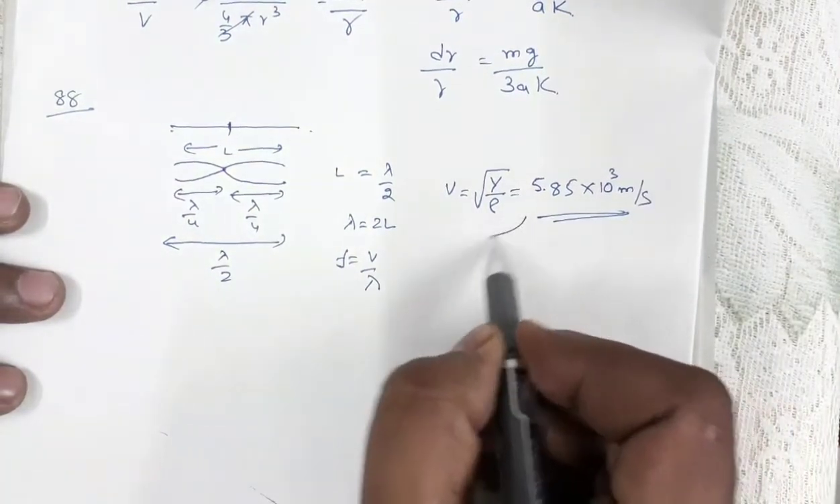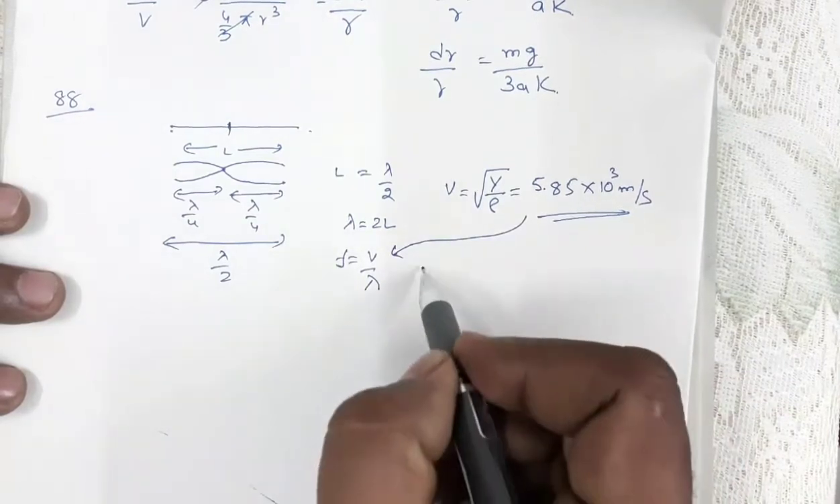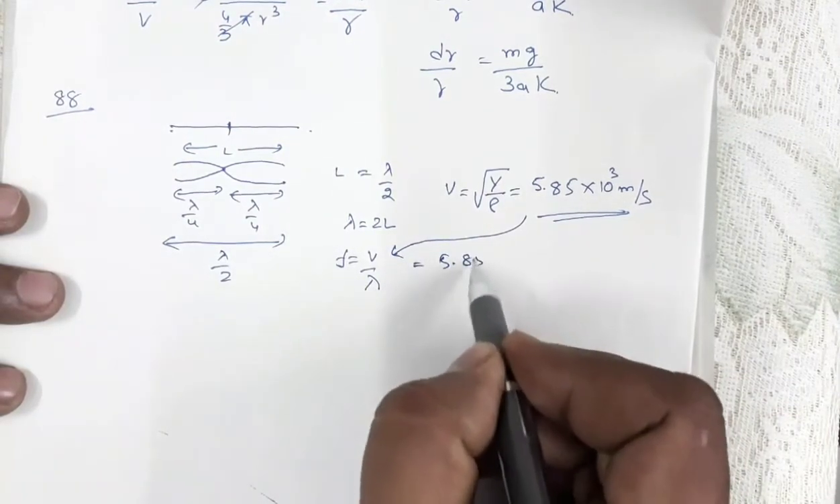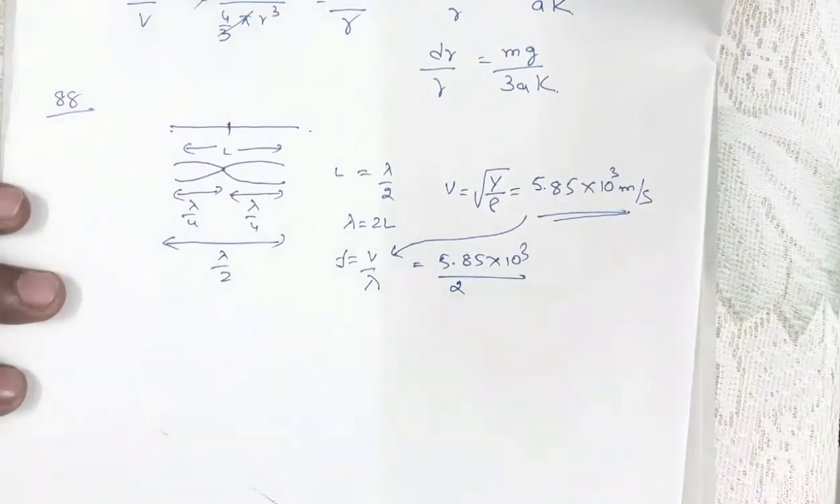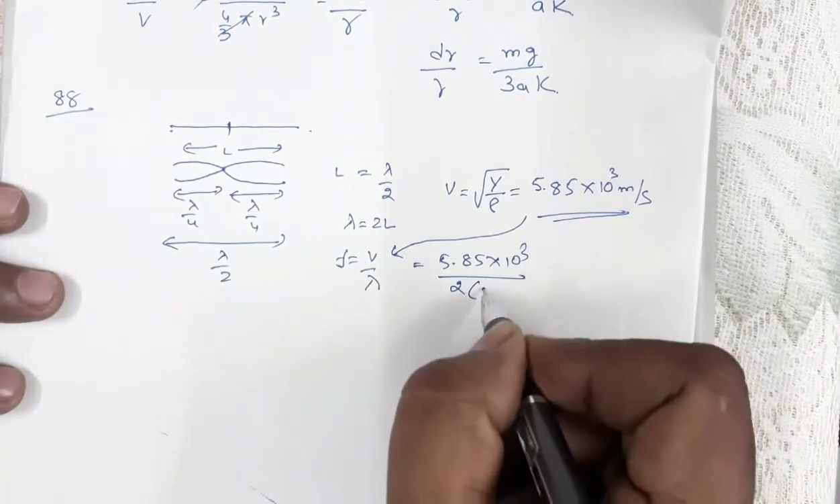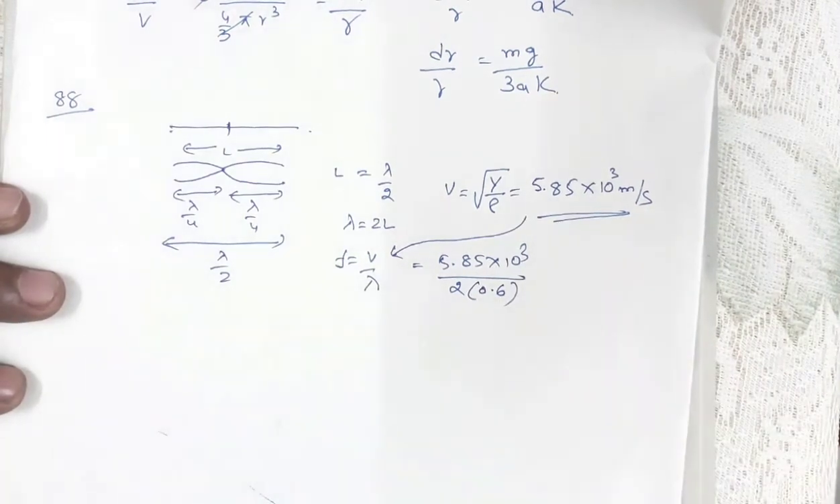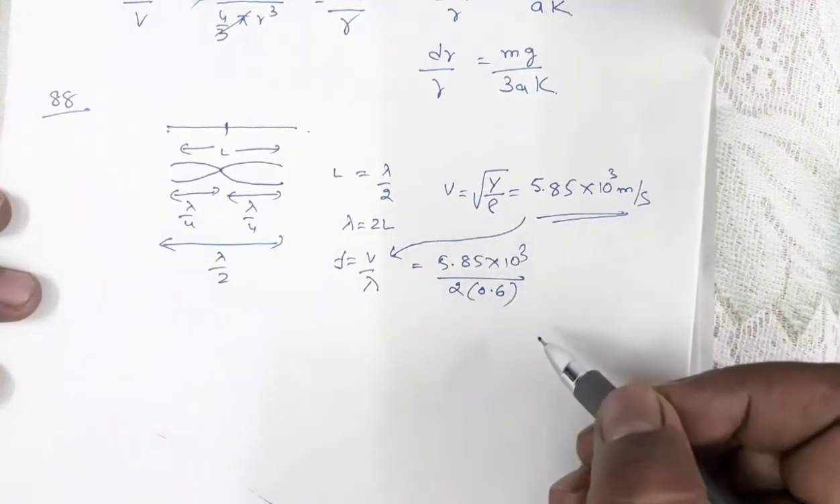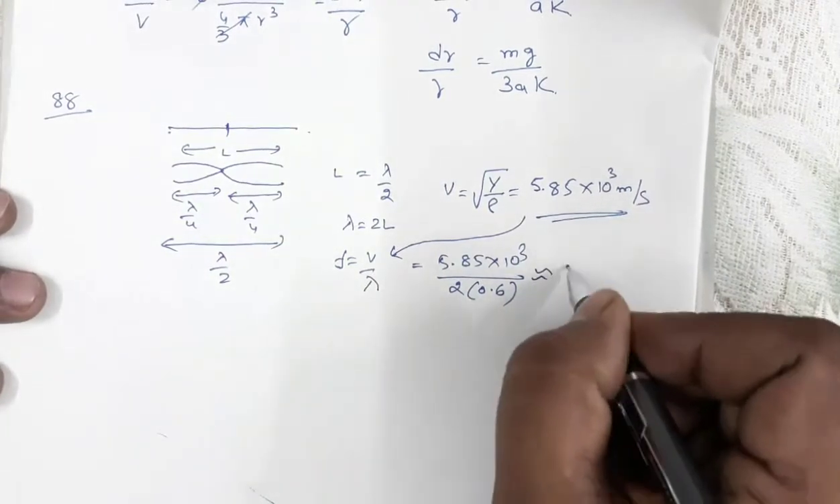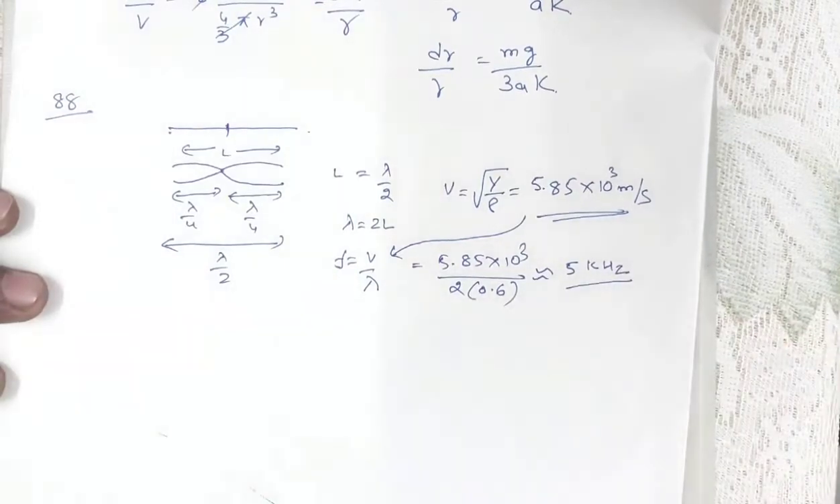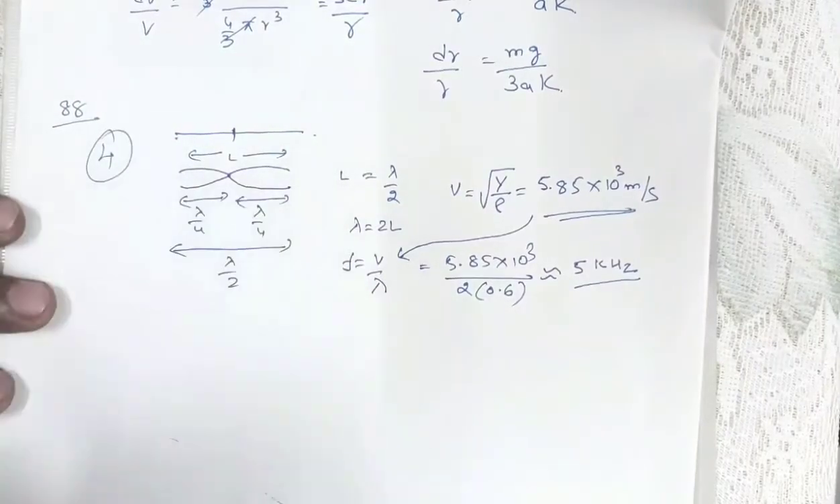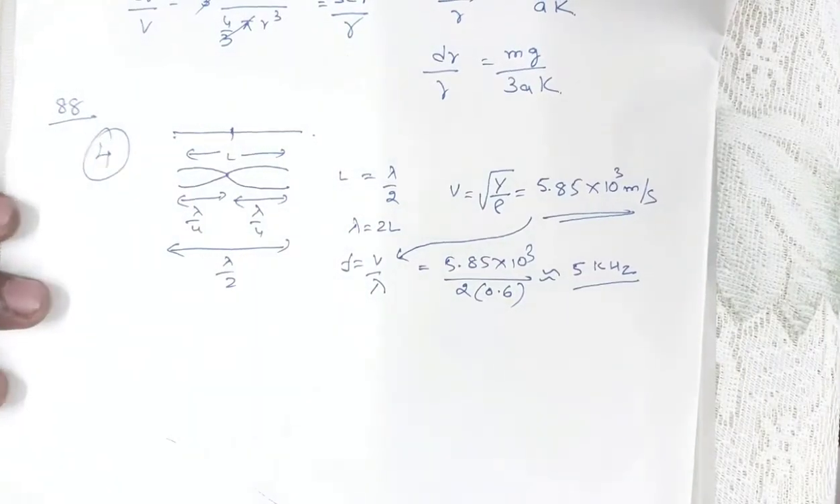Now if you substitute this value over here, this is 5.85 into 10 power 3 divided by lambda. Lambda is twice L, so 2 times length of the rod. Length of the rod is 60 centimeter, so that is 0.6. In calculating this, we get the answer approximately equal to 5 kilohertz. So for question number 88, option 4 is the correct answer, 5 kilohertz.